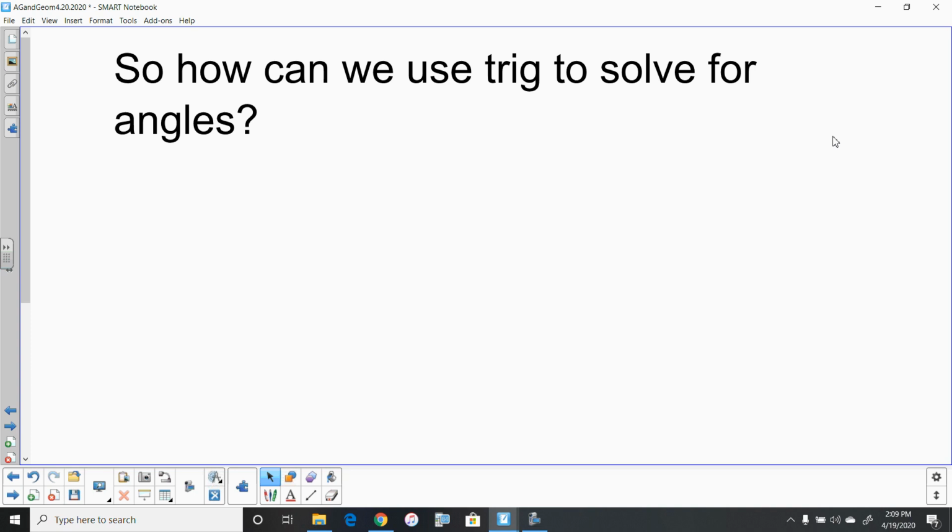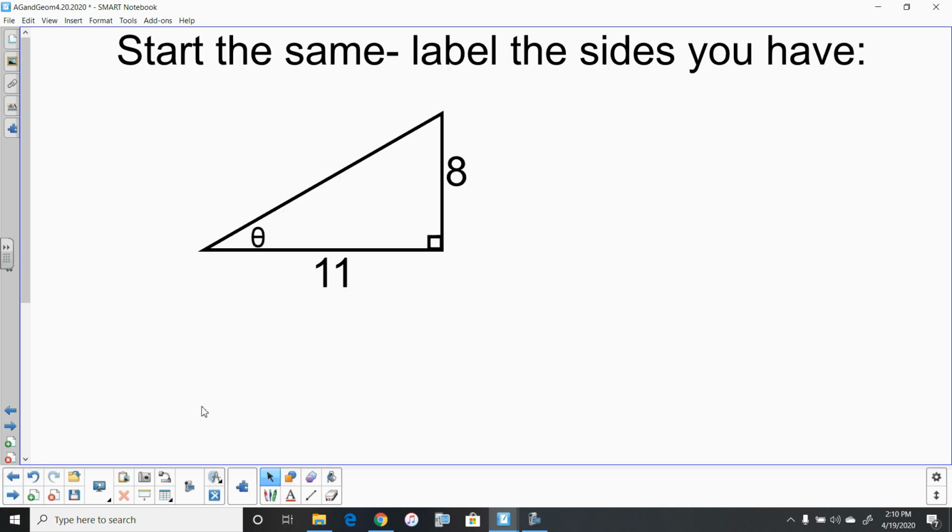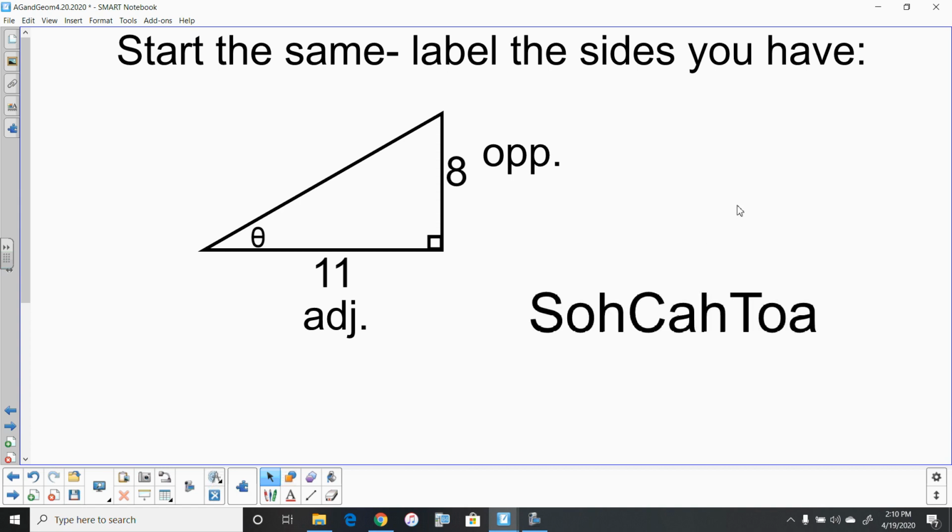Like I was saying at the beginning, if we're only given the sides and we don't know the angle, we can still use trig in order to solve for those angles. Okay? It's going to be very, very similar to what you've already done with trig, and we're going to approach it the same way. We take the triangle, and we first label the sides that we have. If you position yourself here at theta, we don't know what the angle is, but we know the opposite side. 8 is the opposite, 11 is the side next to theta, so I label it as the adjacent side. Then I have to ask, which one of those three, sine, cosine, and tangent, uses opposite and adjacent? Well, looks like TOA uses opposite and adjacent. So that means it's going to be tan.